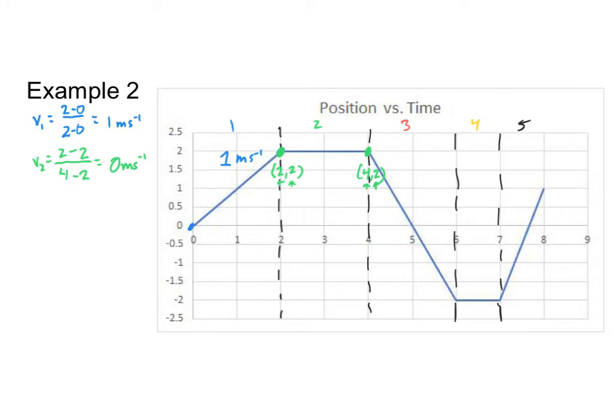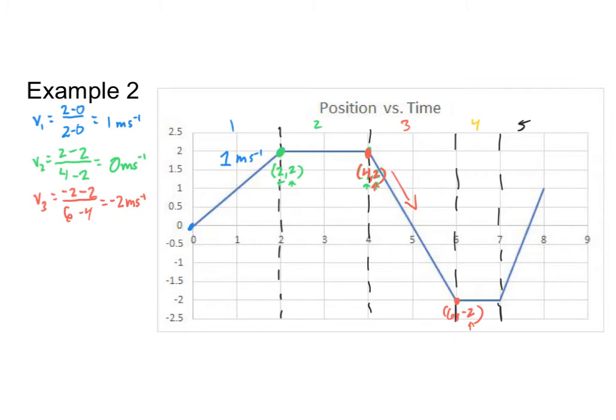So now let's look at our third section. So we're going to start at 4, 2, and we're going to end down here at 6, negative 2. And we can put that again in our graph for V3. So we're going to have negative 2 minus 2. So our final position minus our initial position. And we're going to divide that by our final time of 6 minus our initial time of 4, which is going to give me negative 4 over 2, or negative 2 meters per second. And that negative is exactly what we expect, right? Since we're going downhill in section 3.